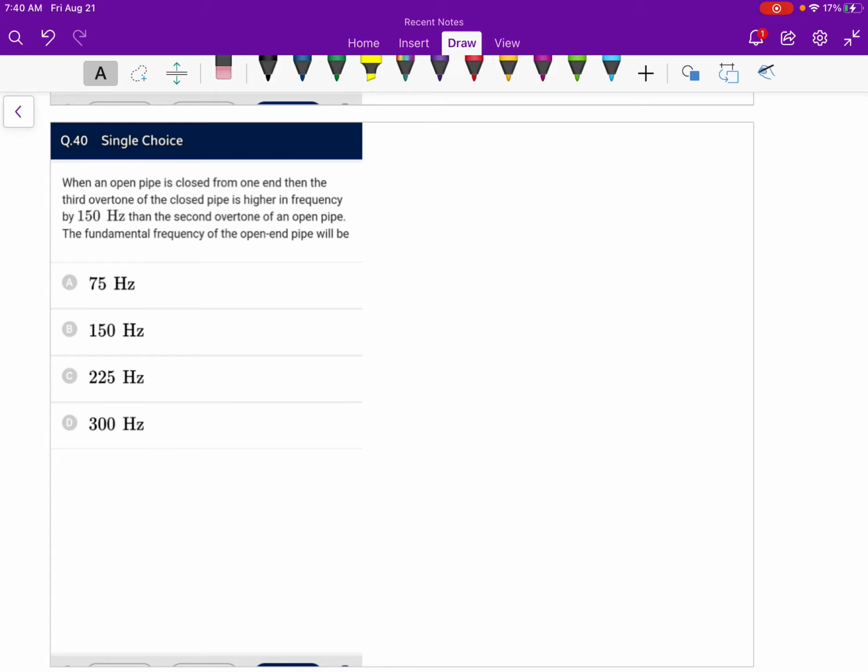When an open pipe is closed from one end, the third overtone of the closed pipe. So third overtone of the closed pipe, guys: fundamental frequency v by 4L, then 3v by 4L, 5v, 7v. So third overtone is 7v by 4L of the closed pipe. And second overtone of the open pipe: v by 2L, 2v by 2L, 3v by 2L. This difference is given 150.